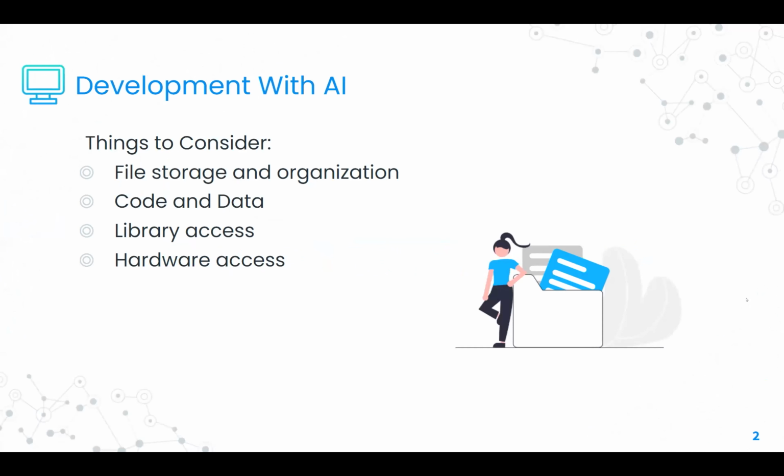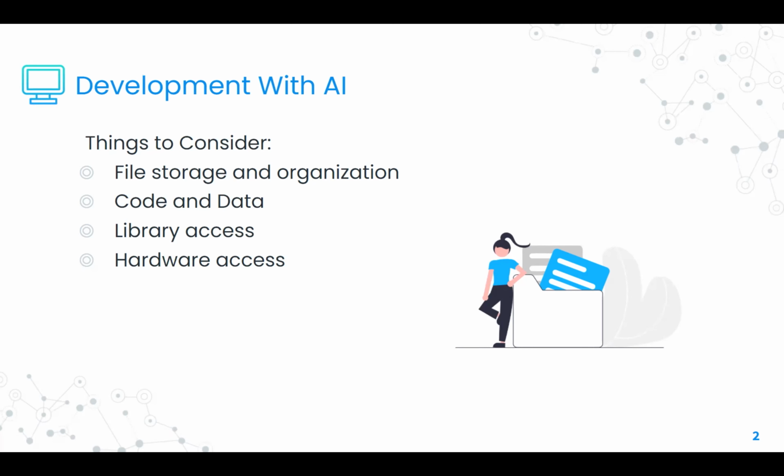So first things, development with AI. Here are some things that you guys should definitely consider. First is your file storage and organization. When it comes to AI, you deal with a lot of data, different model files. These we'll explain a little bit more when we get into it. But first thing you need to understand is that where you store these and how you organize them, and making sure that when you need access to a certain file, that you have access to it.